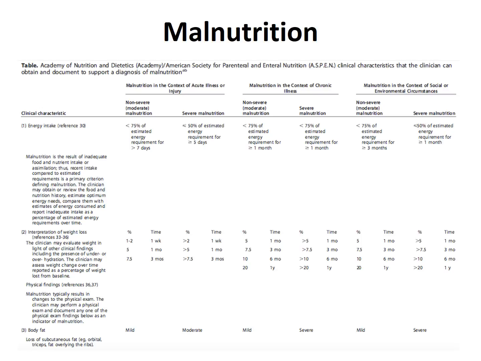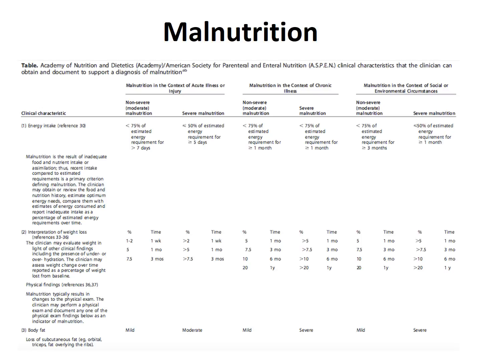So now we look at a table that is taken from the consensus by the Academy of Nutrition and Dietetics and ASPEN, the American Society for Parenteral and Enteral Nutrition. This table gives concrete diagnostic tools or classifications or criteria that must be met in order to diagnose a patient with malnutrition. It also breaks it down into acute related versus chronic related.